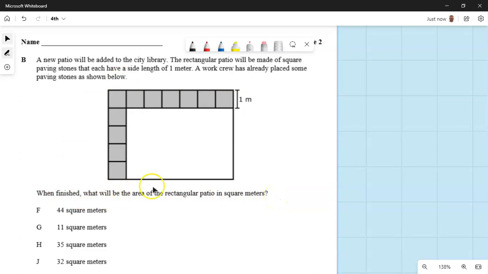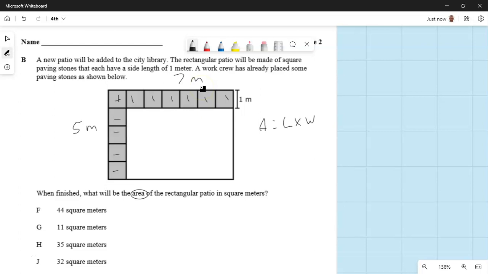So there again, it's an area problem, and we know area is equal to length times width. So that means I need to multiply the length times the width. Let's figure out what the length is here. That's 1, 2, 3, 4, 5, so that's 5 meters. And then I've got 1, 2, 3, 4, 5, 6, 7 meters.